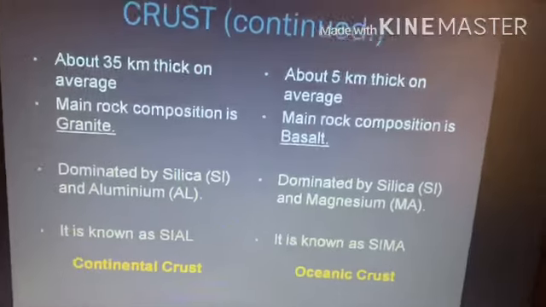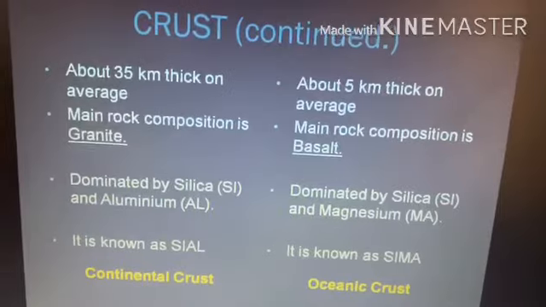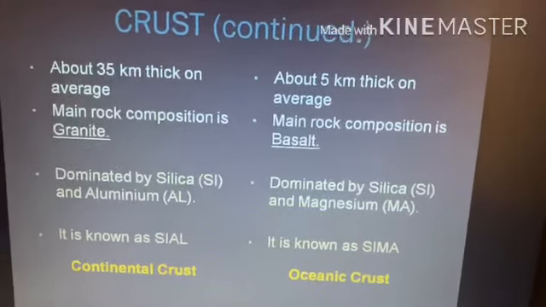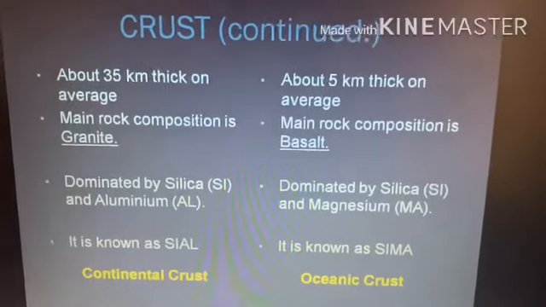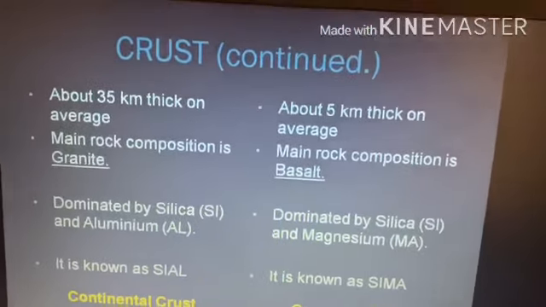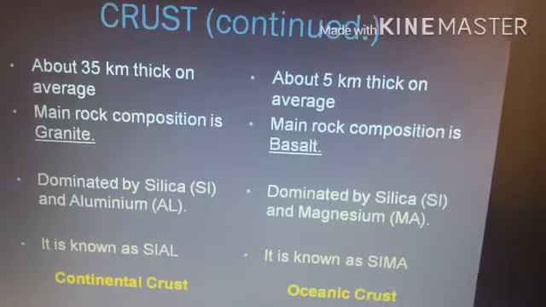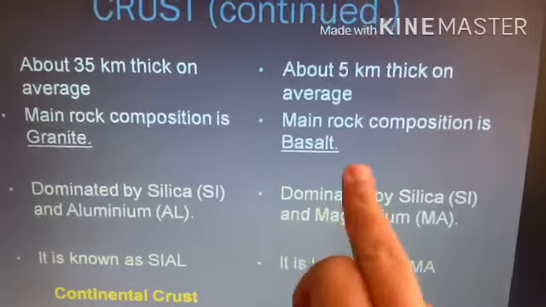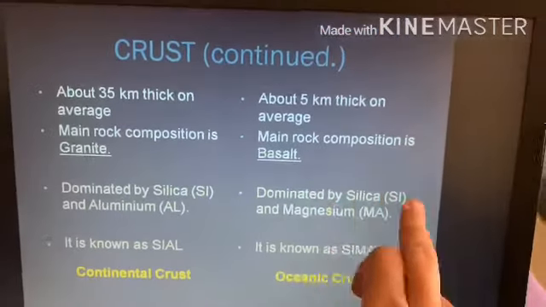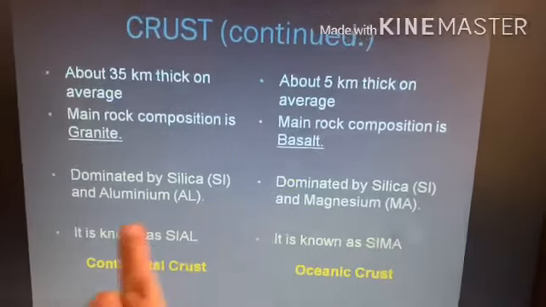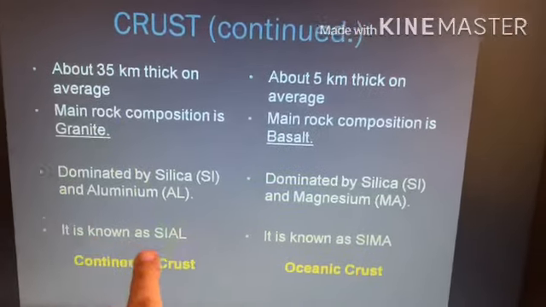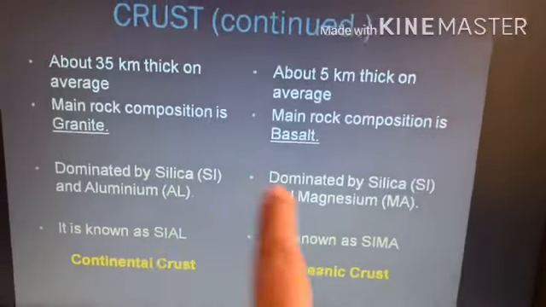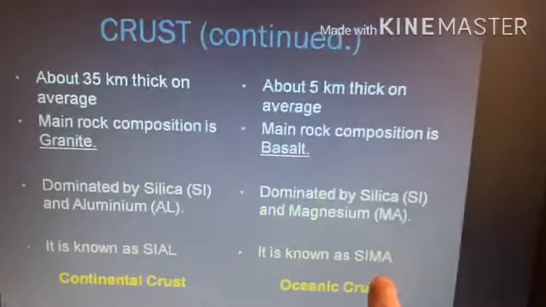Next point, what is the composition? Main rock composition in continental crust is granite, and main rock composition in oceanic crust is basalt. Okay. Third point, dominated by silica and aluminium, and this is dominated by silica and magnesium. It is also known as Sial, and it is also known as Sima. That is very much important, Sial and Sima.